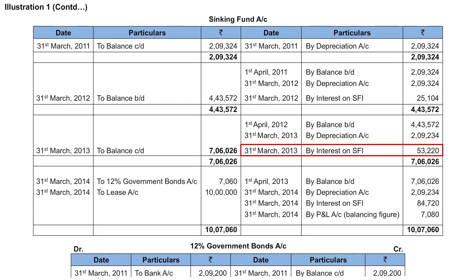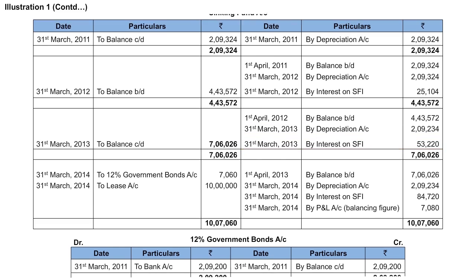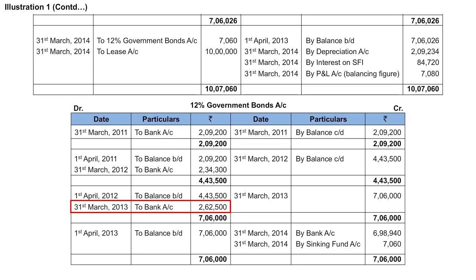So again, bank account debit to sinking fund account. Actually, it is a combination of two entries. First, you will say bank account debit to interest on sinking fund investment, and this interest on sinking fund investment you will transfer to sinking fund account. That is why here you are seeing the description by interest on sinking fund investment. So in the third year, the amount that you will invest is 209,234, which is depreciation amount plus the interest portion. So 262,454. Rounding off to nearest 100 will be 262,500. So 262,500, bond account debit to bank account.